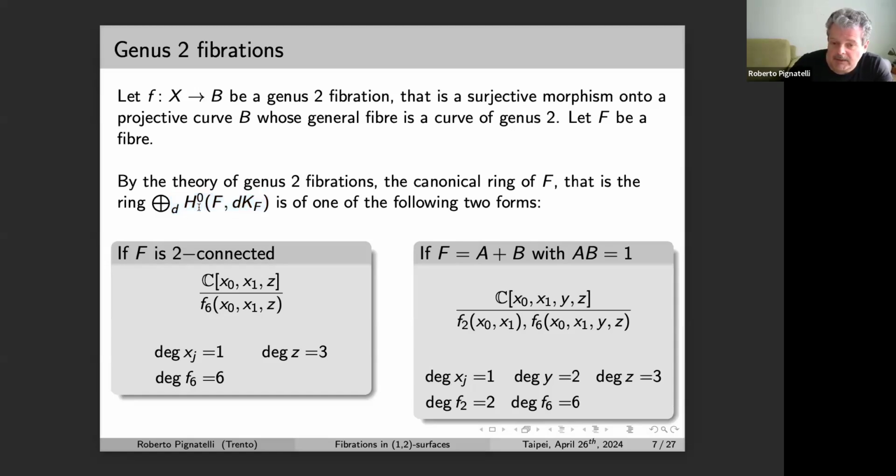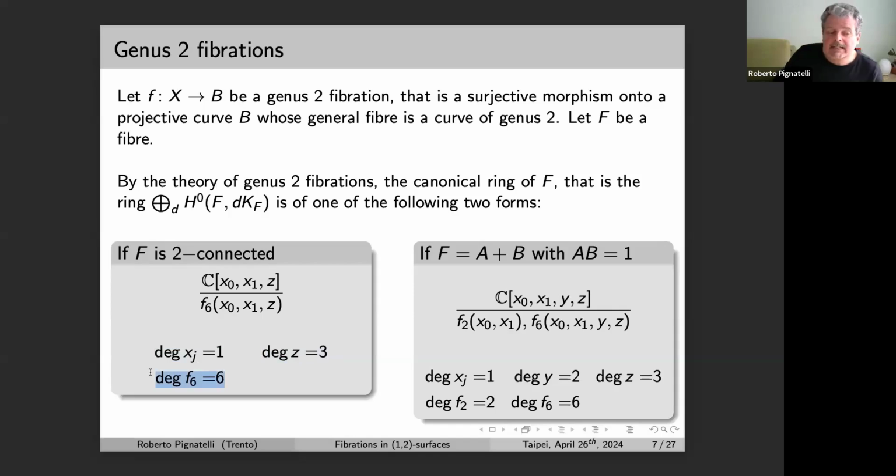And I want to look at this ring. If the curve is smooth, what you get is, as is well known, this guy. So you get X0 and X1, two generators in degree 1, which are the generators of the G12, since a genus 2 curve is hyperelliptic. And then you take an element of degree 3 in 3K, which is called Z, whose zeros are the 6 Weierstrass points of the curve, and you divide it by a sextic.